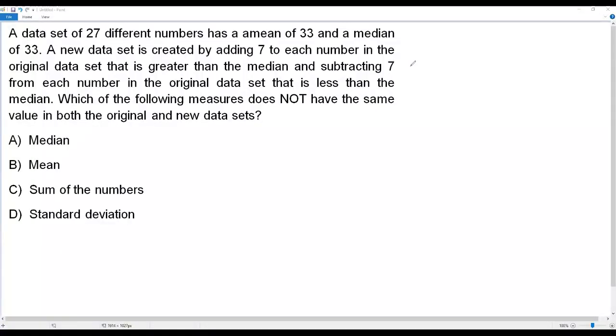Here we have a SAT math question. Okay, let's go with the information. A data set of 27 different numbers has a mean of 33 and a median of 33.